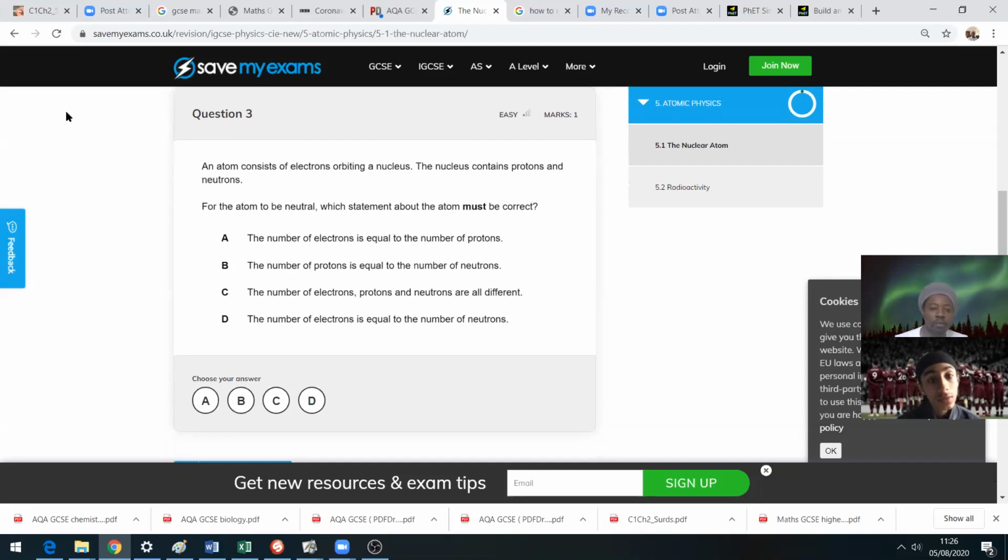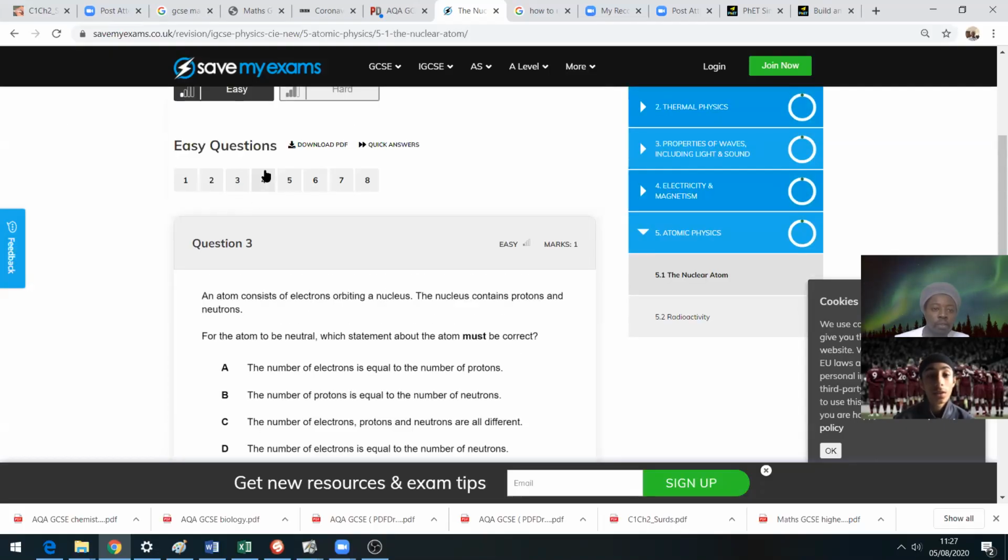An atom consists of. Is it A, the number of electrons is equal to the number of protons? Correct. Well done. So far, so good.